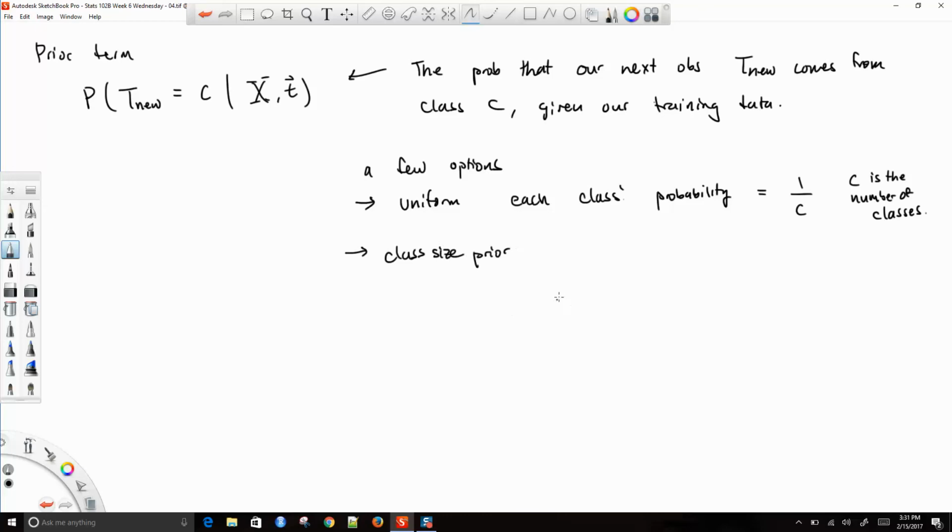Basically you count how many are in that class, and that's divided by how many total you have. So we would write the probability that T new is equal to class C given our training data is going to equal the count in class C, how many observations in class C, divided by the total number of observations.